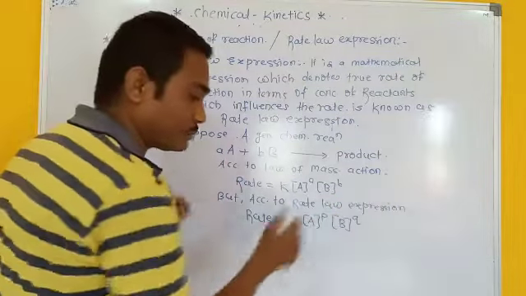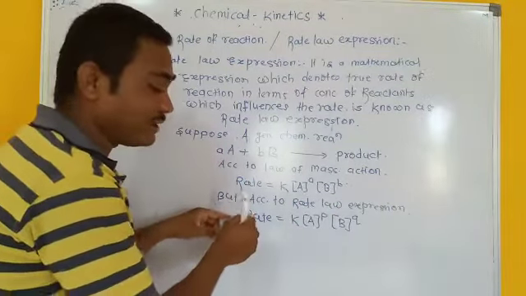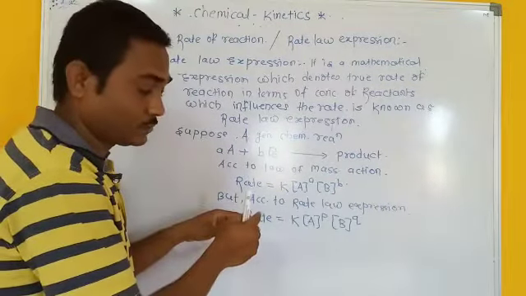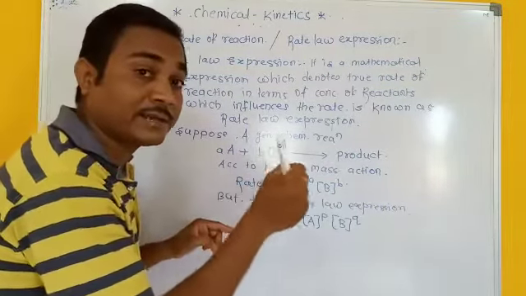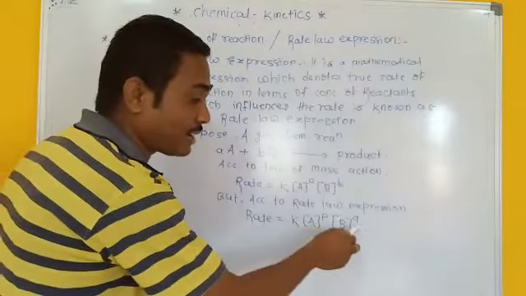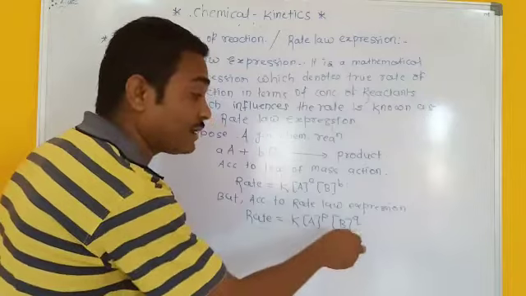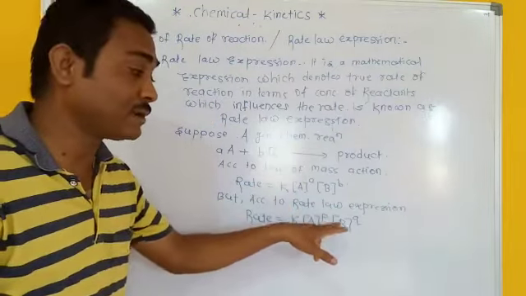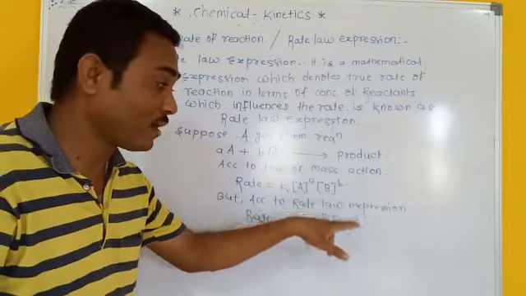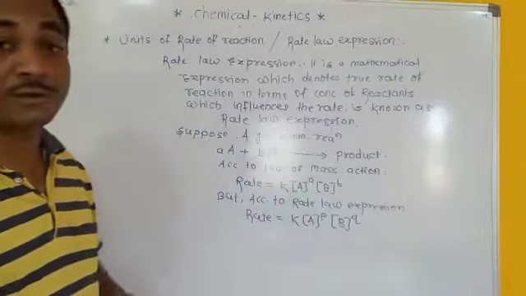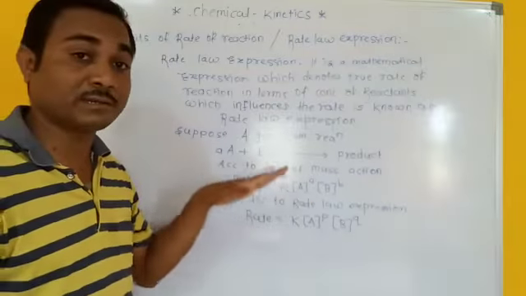According to the rate law expression, the rate of any reaction depends upon the slow or rate determining step. That means the values of P and Q may or may not be equal to A and B. That means this experimentally determined quantity may or may not be equal to the coefficient of the reactant. These are experimentally determined quantities.